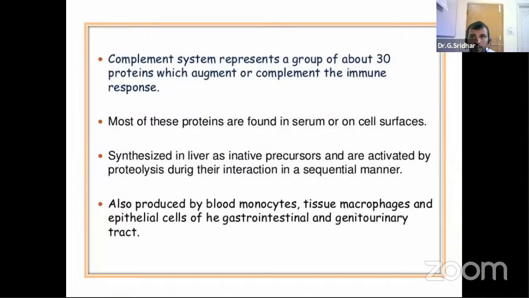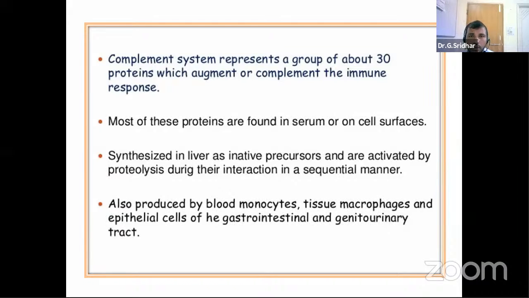The complement system represents a group of proteins. The number is about 20 to 30 serum proteins, which complement the immune system by clearing the antigen-antibody complex.